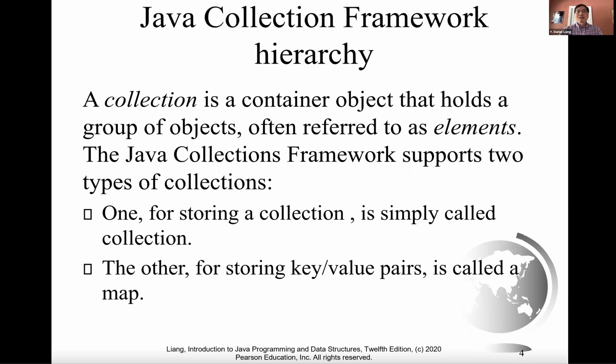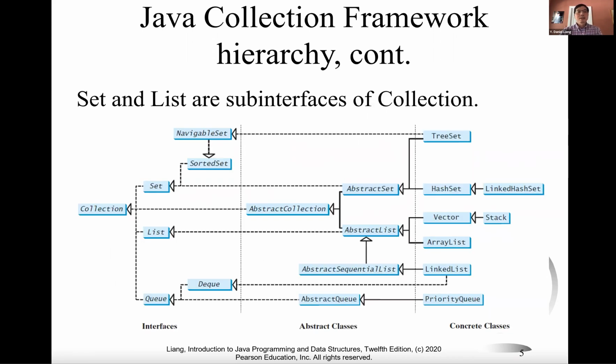The Java collection framework is the Java implementation of the data structures. A collection is a container object that holds a group of objects. The Java collection framework supports two types of collections. One, for storing elements, is simply called a collection. The other, for storing key value pairs, is called a map. This is the design diagram for the Java collection framework.